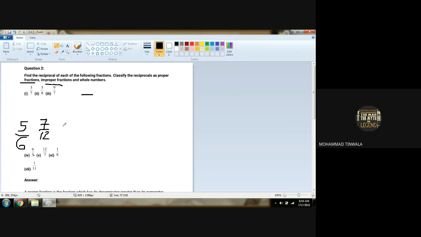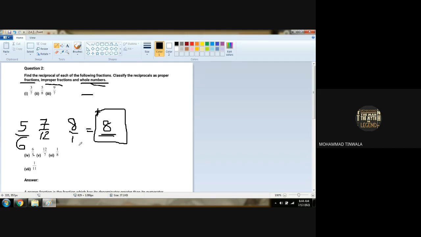Now 1 upon 8, what will its reciprocal be? 8 upon 1. 8 is a whole number. 1 has no value in the denominator, so it will be the number itself. It will be converted to a whole number. Very good. Who gave me this answer? Dhanani Aman, you are absolutely correct, beta. Very good. Keep it up. 1 upon 8 will be converted to 8 upon 1, which gives us 8 as a whole number.